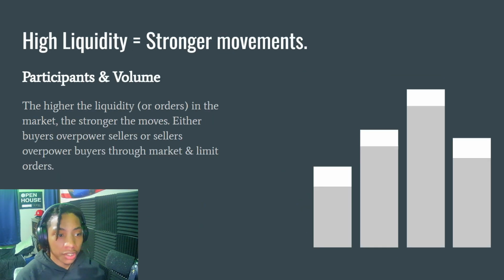So now you should understand that the higher the liquidity or orders there are going to be in the market, the stronger the moves are going to be. And either buyers are going to overpower sellers or sellers are going to overpower buyers through market and limit orders, which causes imbalance. And imbalance is what we as traders are trying to trade to take profit, all right?